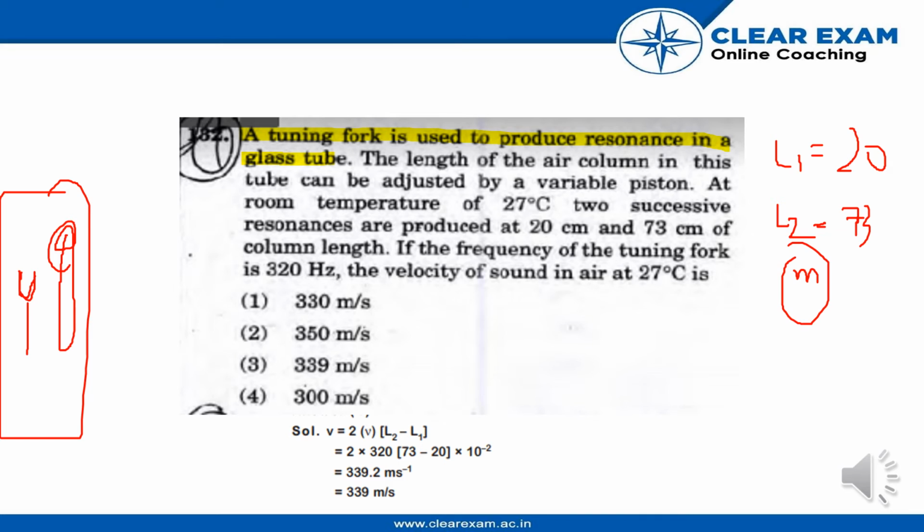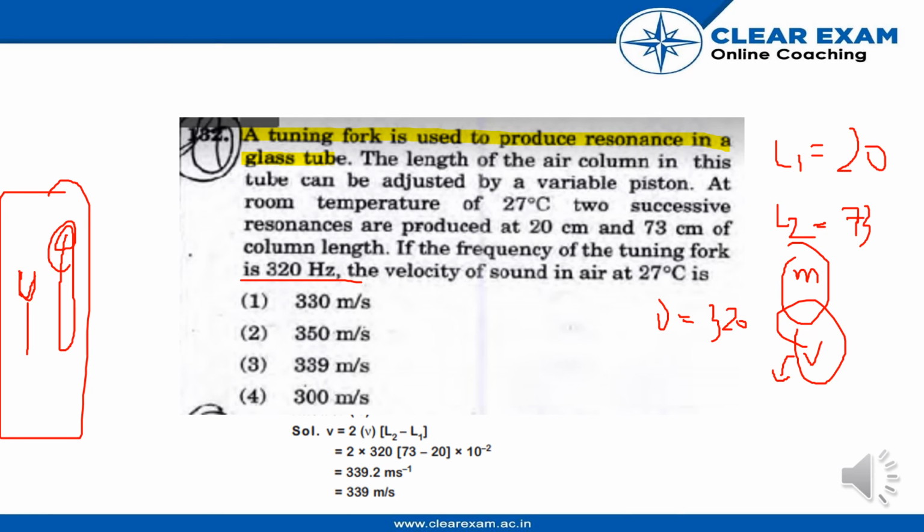And the frequency of the tuning fork is 320 Hz. We have been given the initial frequency, which is 320 Hz, and we need to find the velocity of sound. How can we find the velocity? There's a simple formula. When the tuning fork hits the glass tube, the sound will travel into the tube. So we need to find the velocity of sound at 27 degrees Celsius, which is the ideal room temperature.